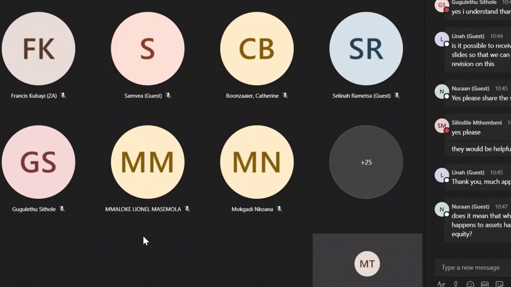Does it mean that whatever happens to assets happens to equity? Noreen, I'm not sure. Just clarify that. Does it mean what happens to assets happens to equity? Can you please clarify that question? Noreen, I see your question there.